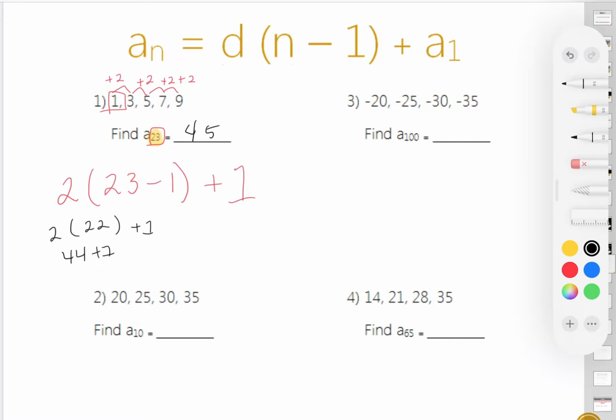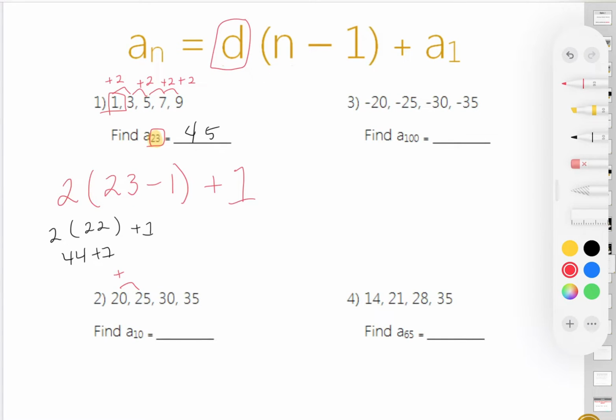Okay, I'm going to do that with you one more time, and then you can try 3 and 4. All right, number 2. So number 2, step 1, I need the common difference. I need to figure out what the D is, the common difference. To get from a 20 to a 25, they add 5. To get from a 25 to a 30, they add 5. So that's my common difference, is a 5.